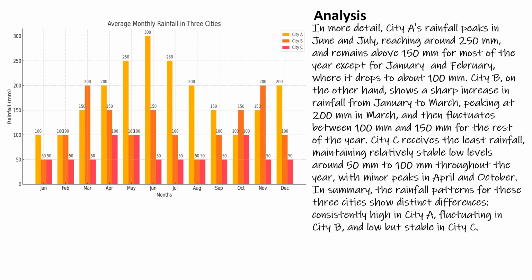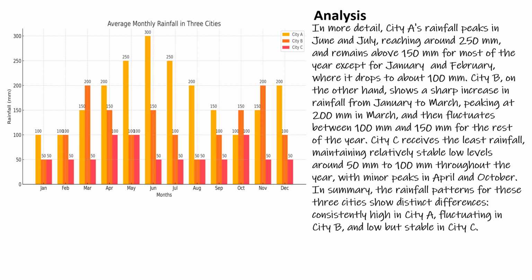In more detail, City A's rainfall peaks in June and July, reaching around 250 millimeters, and remains above 150 millimeters for most of the year, except for January and February, where it drops to about 100 millimeters. City B, on the other hand, shows a sharp increase in rainfall from January to March, peaking at 200 millimeters in March, and then fluctuates between 100 millimeters and 150 millimeters for the rest of the year.